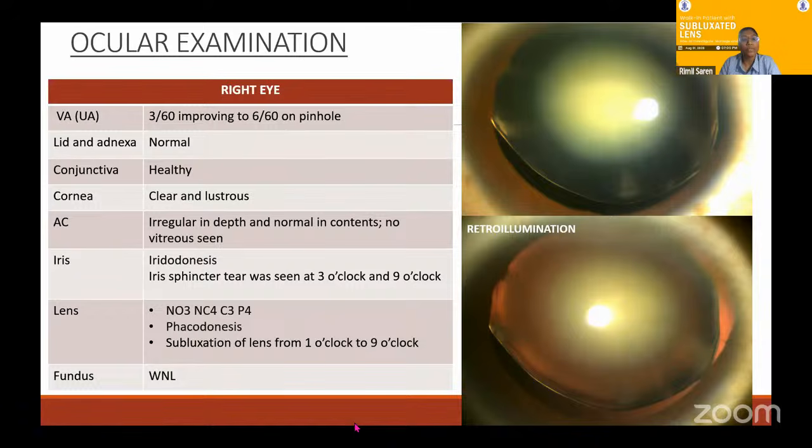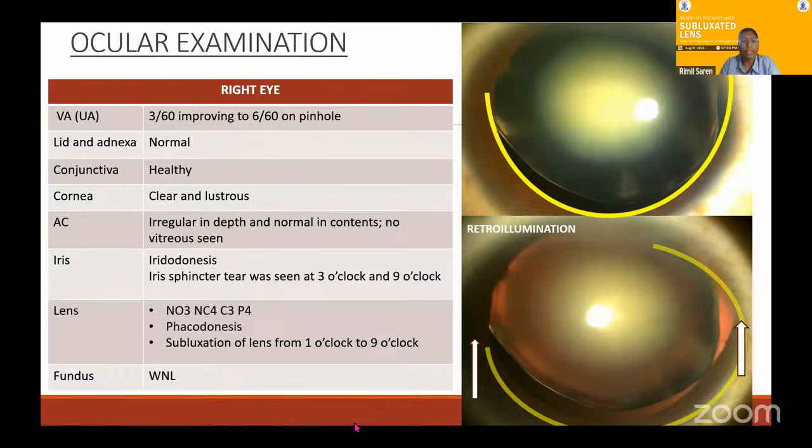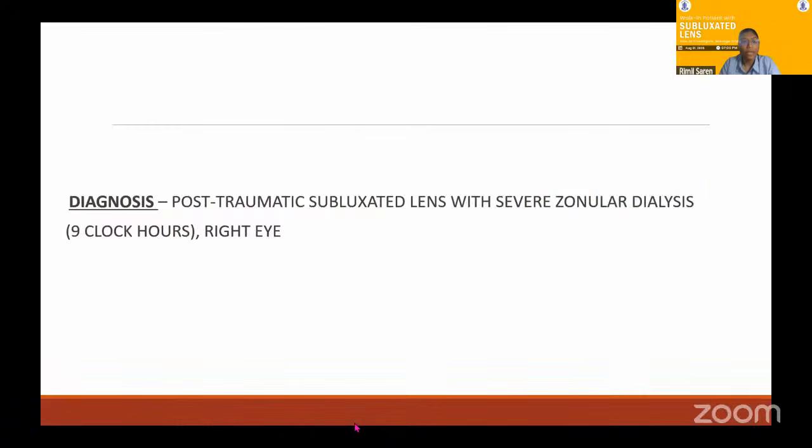Her anterior chamber was similarly irregular in depth and normal in content with no vitreous seen. Iris showed iridodonesis with iris sphincter tear at 3 o'clock and 9 o'clock position. The lens showed a cataract of NO3, NC4, C3, and P4 with phacodonesis and subluxation from 1 o'clock to 9 o'clock position, and her fundus examination was within normal limit. So it was again a case of post-traumatic subluxated lens with severe zonular dialysis of the right eye.